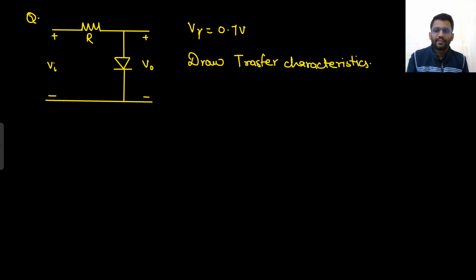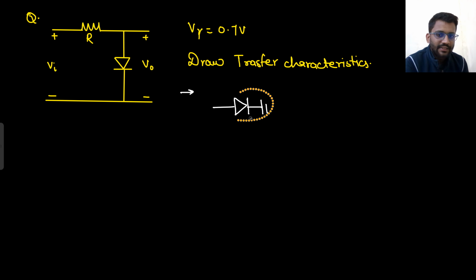Okay, let's move on to the next problem. Here you have to draw the transfer characteristics, but diode has the cut-in voltage. How to solve the problem that diode has cut-in voltage? Just take the battery out of the diode, right? So I will take the battery out of the diode. You can either take the battery here or before it, because battery and diode will be in series.